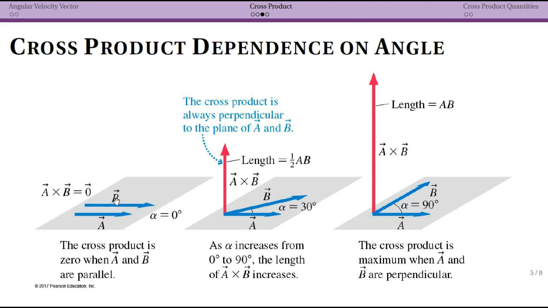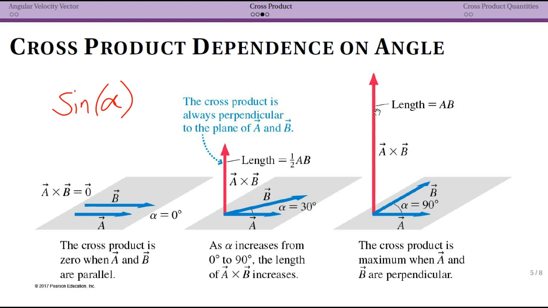If A and B are parallel, their cross product is actually 0 because the angular difference between them is 0, and remember that sine of alpha determines the magnitude. This is obviously opposite of the dot product, where this would be the maximal dot product. In the case of the cross product, it's 0. Once we have some angle that is not 0, we now have some result for A cross B. Sine of 30 is 1/2, which is why the length of the result in this case is 1/2 A times B. Then when you get to 90 degrees, it's maximal.